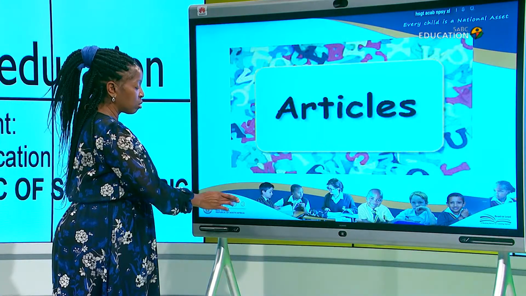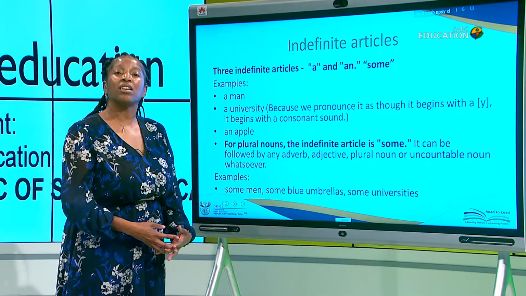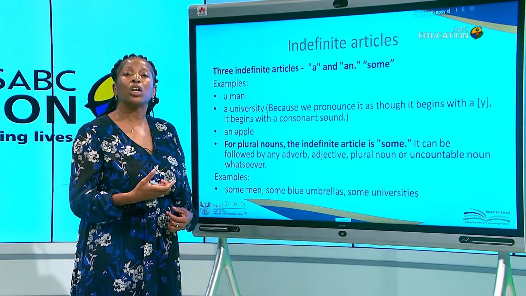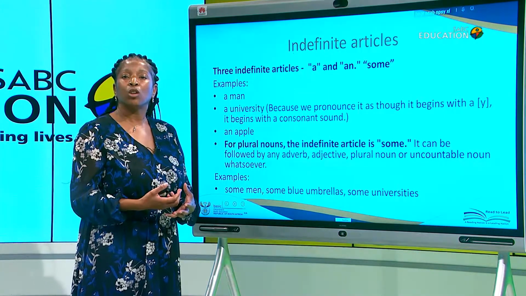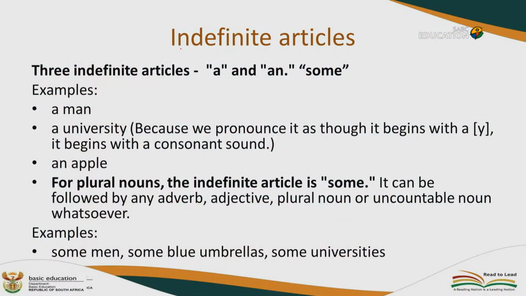Now we go to articles. Please note that articles are an example of a determiner. They make us aware, or they point to exactly what you are talking about. So there are indefinite articles as well as definite articles. There are 3 indefinite articles: a, an, and some. We use some for plurals. But please remember these rules.